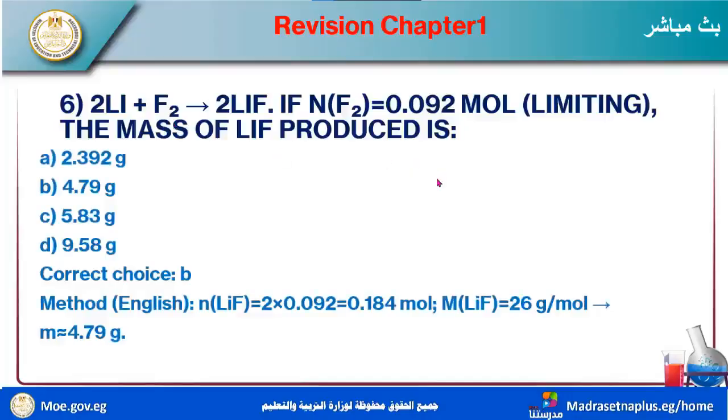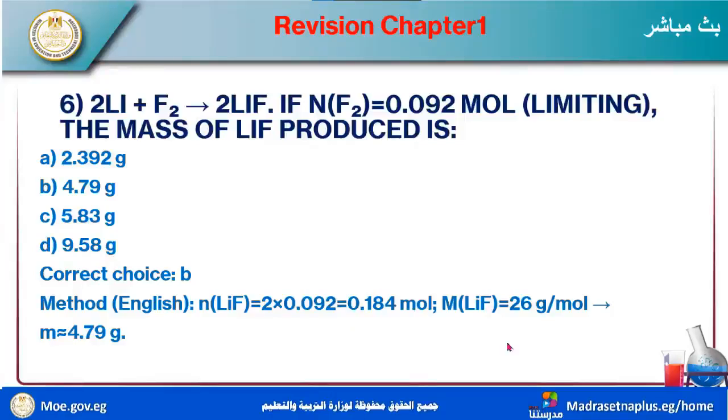From these discussions, 2 moles of lithium produce 2 moles of lithium fluoride, so the ratio is 1 to 1. So 0.092 moles produce the same number of moles of LiF. Then multiply by the molar mass of LiF, calculate it, and convert it into grams.